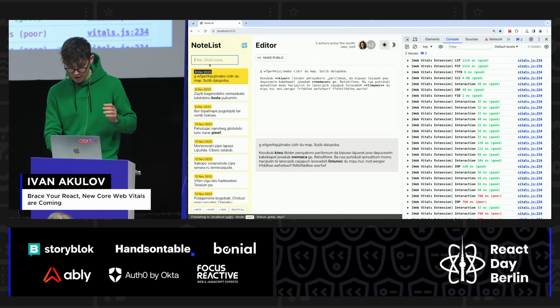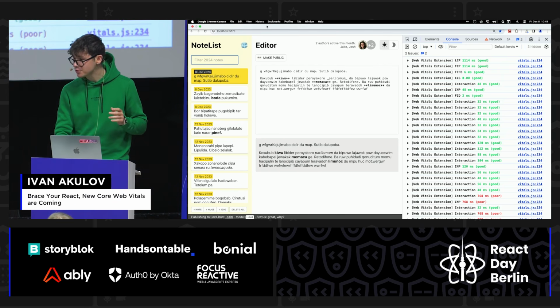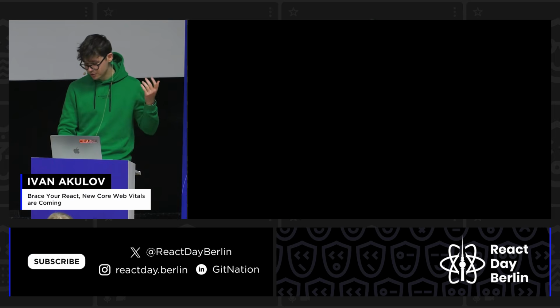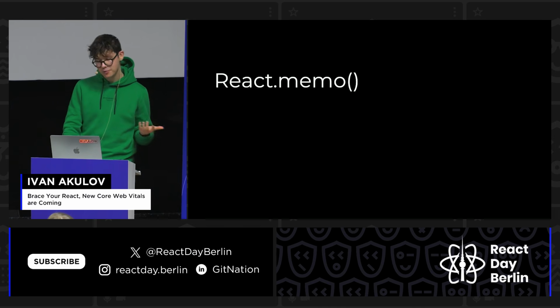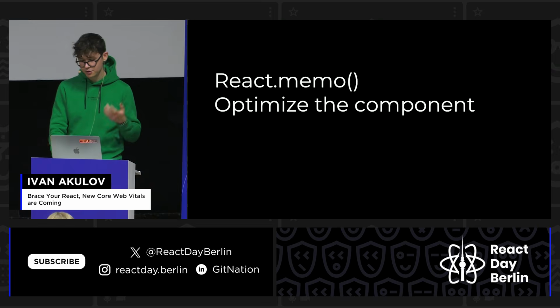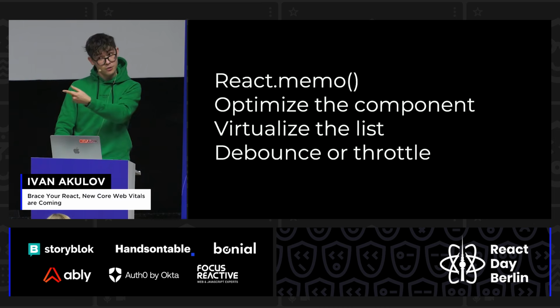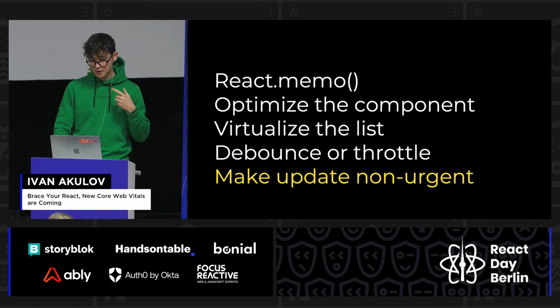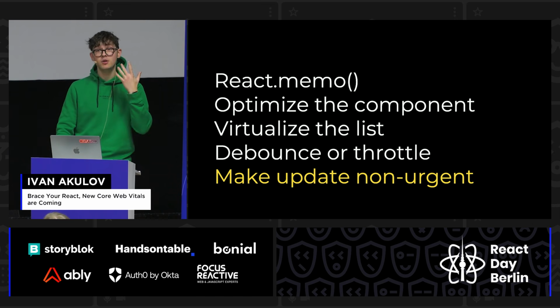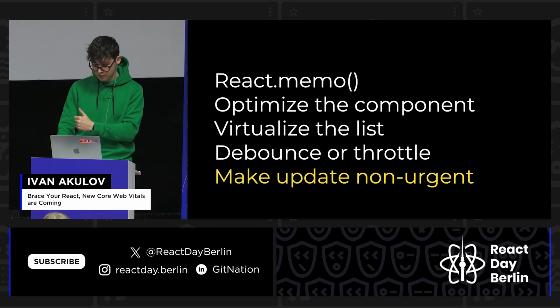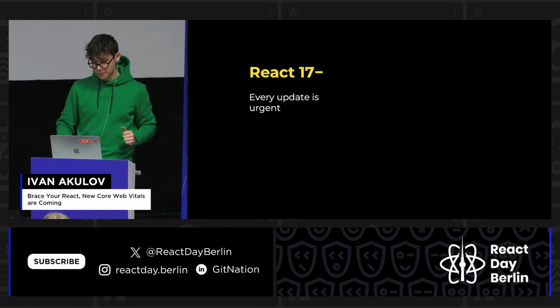Yeah, well, there are a bunch of things you could do. You could try wrapping some stuff with React.memo if there are any components that are rendering unnecessarily. You could optimize the component. You could virtualize the list if that's a big list, and that's a big list. You could debounce or throttle. And one more thing that you could do, which React introduces, you could also make updates non-urgent by using useTransition. What does this mean?